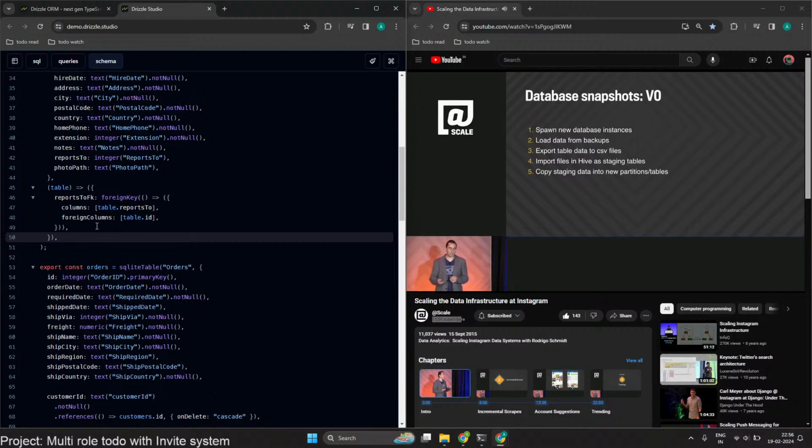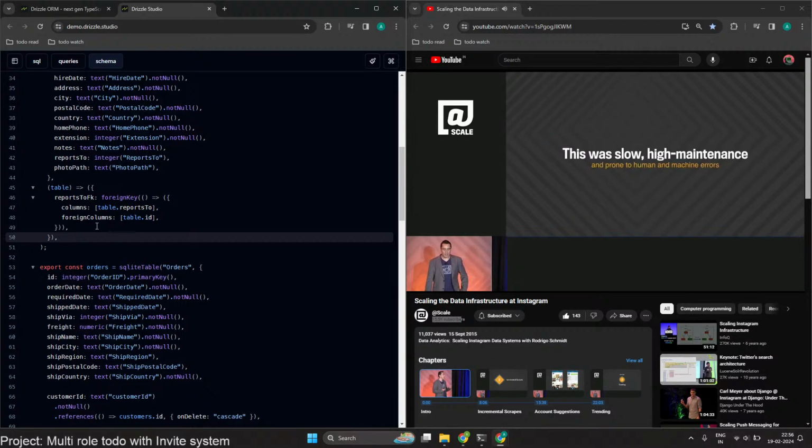So that was hard, and it was very slow. It was pretty high maintenance, and a lot of the process was manual, and it was prone to machine errors. Sometimes the database would just crash in the middle of the process, and you have to manually restart them, or human errors. You would forget a parameter in one of the scripts that you had to run, and then all of a sudden you ended up with just half of the snapshots that you wanted.